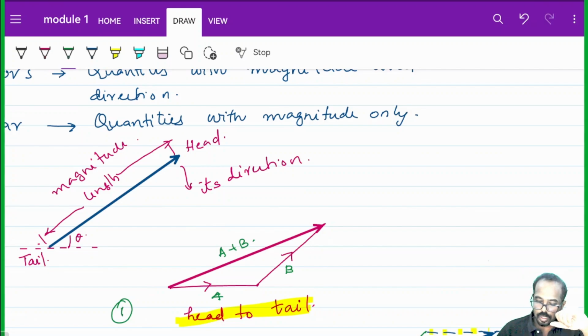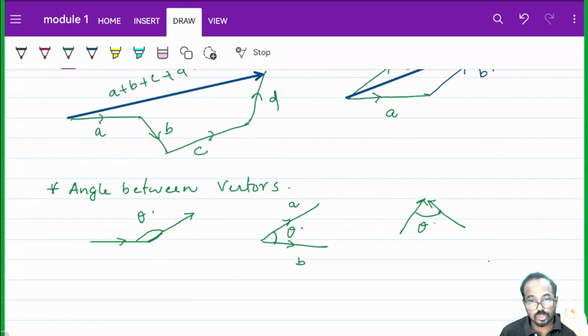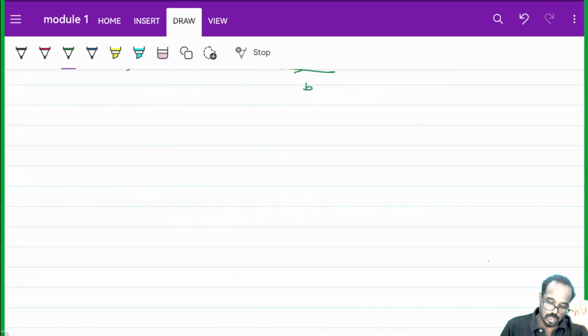Clear? Then if you want to find out the angle between two vectors, make sure that it should be joined either tail to tail or head to head. Clear? Then next, resolution of vectors.